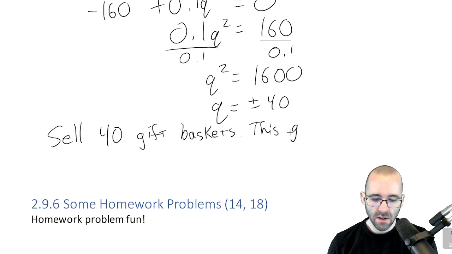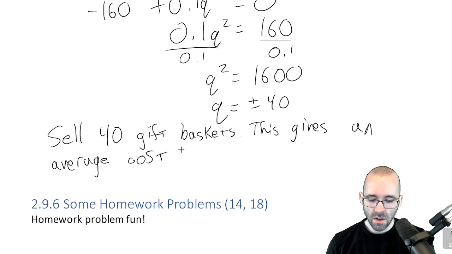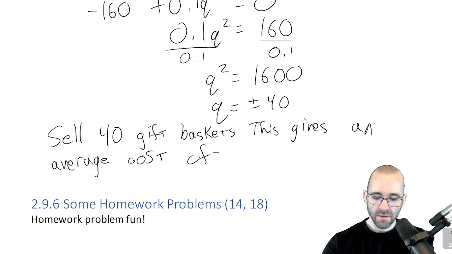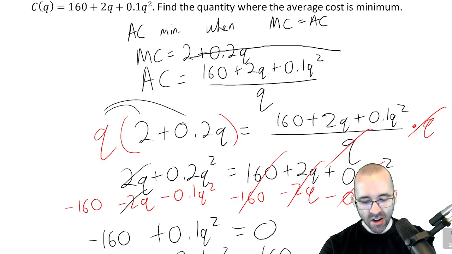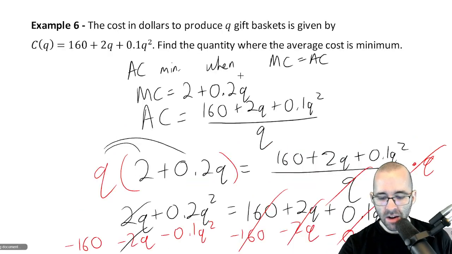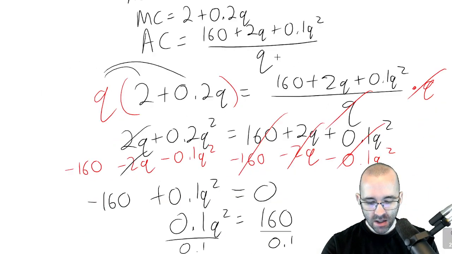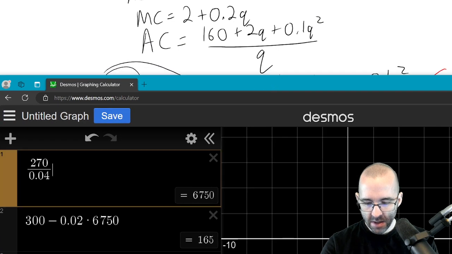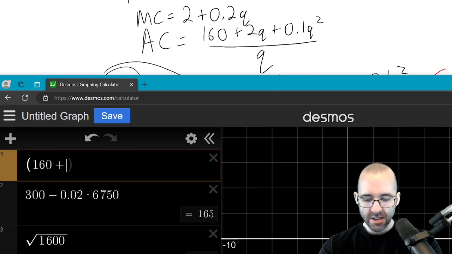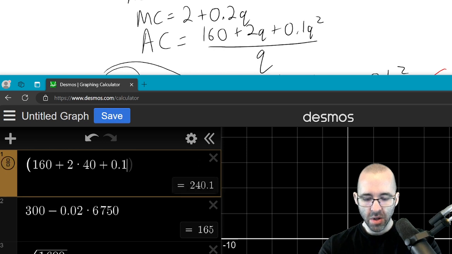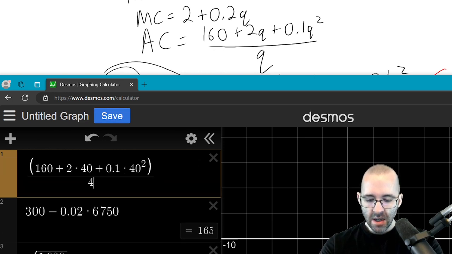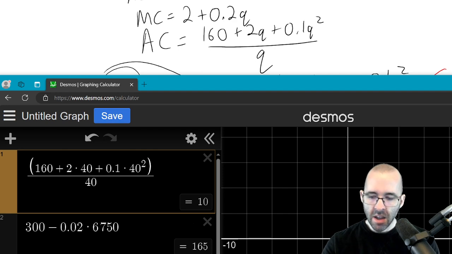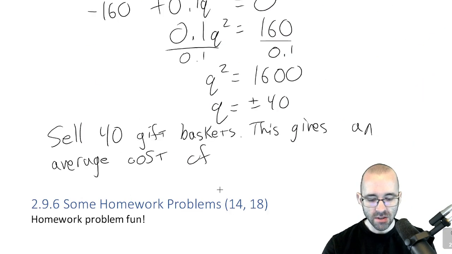This gives an average cost of what? Well, this is our average cost. If we're selling 40, let's find out what our average cost looks like. Let's do it this way. 160 plus 2 times 40 gift baskets plus 0.1 times 40 squared gift baskets, all divided by 40 gift baskets. Our average cost is going to be about $10 per basket.